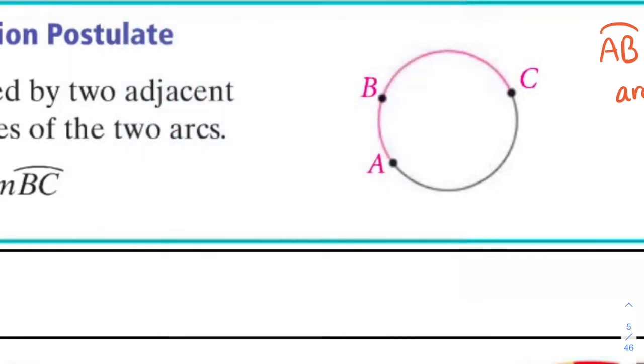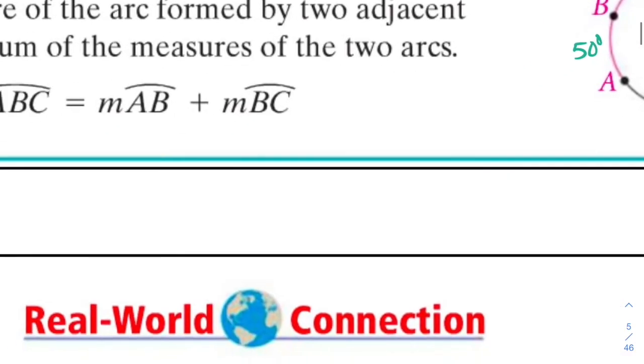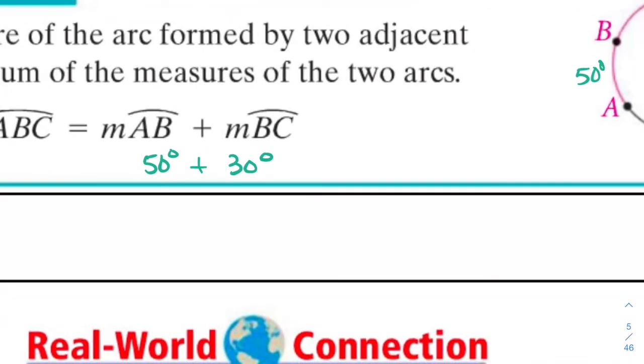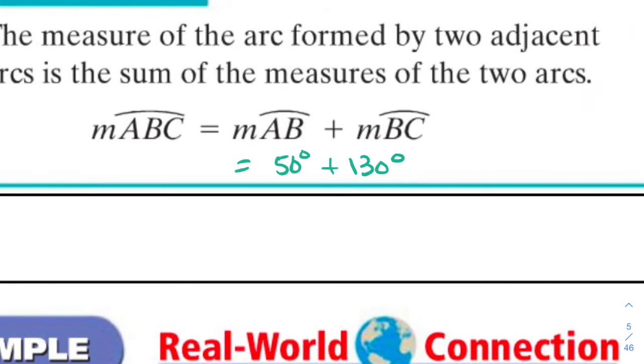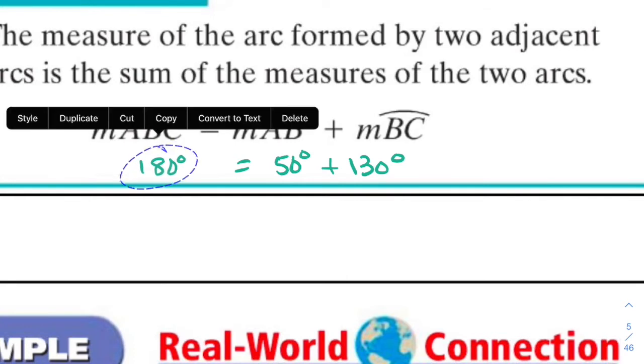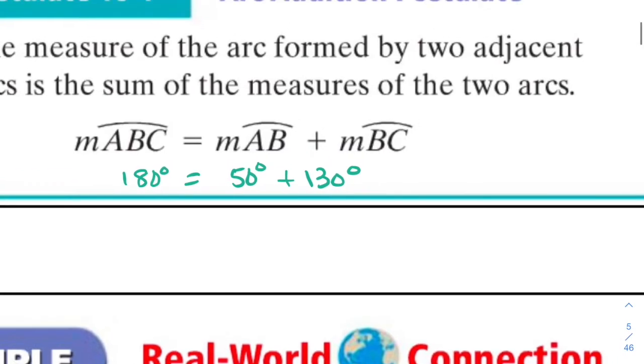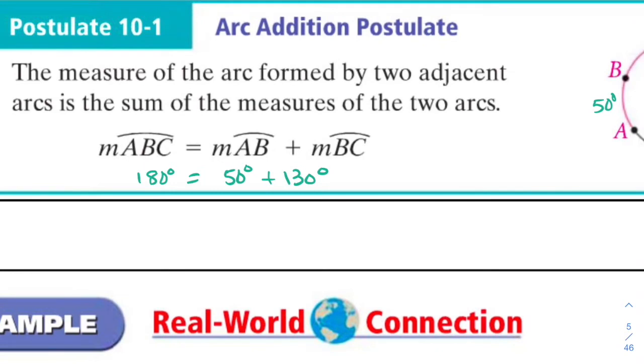If this arc is, I don't know, I'm going to make up 50 degrees, and this one is 130 degrees, then when we add them together, 50 degrees plus 130 degrees, we get a total of 180 degrees. So if you add these arcs together, that's the arc addition postulate. So the measure of arc ABC is equal to the measure of arc AB plus the measure of arc BC.